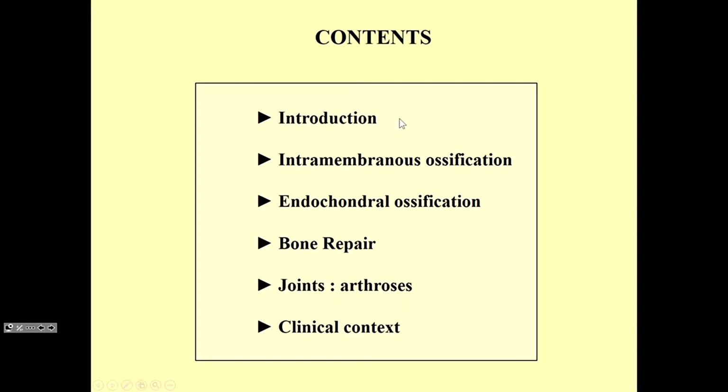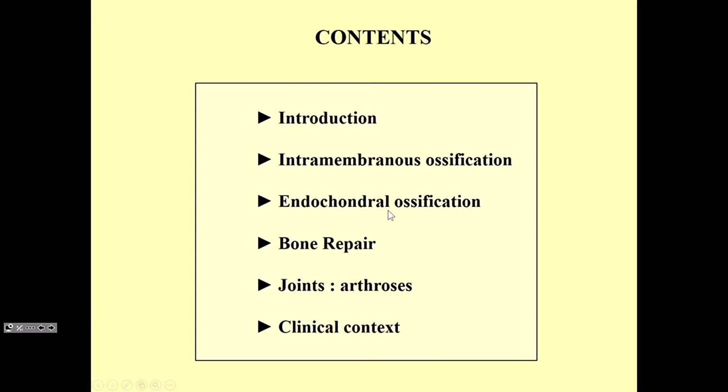So for this lecture, I'll give a brief introduction, and then there are two main mechanisms of ossification, intramembranous and endochondral. We talked quite a bit about intramembranous ossification, which is the name given to the mesenchymal cells becoming osteoblasts and osteocytes.